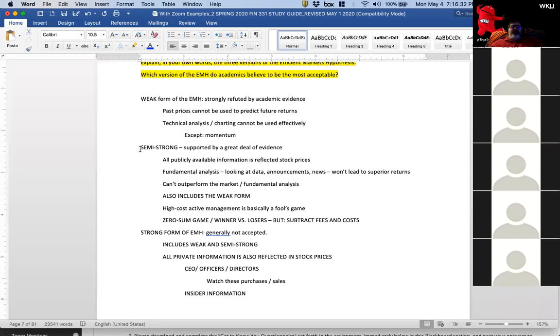Then we have the semi-strong form of the efficient markets hypothesis. Now, the semi-strong form includes the weak form, but it also goes further and says that all publicly available information about a company or a stock is reflected in that stock price almost immediately. So if a company comes out and projects that their earnings for the next quarter are going to be so much, that information, the price adjusts to that very quickly.